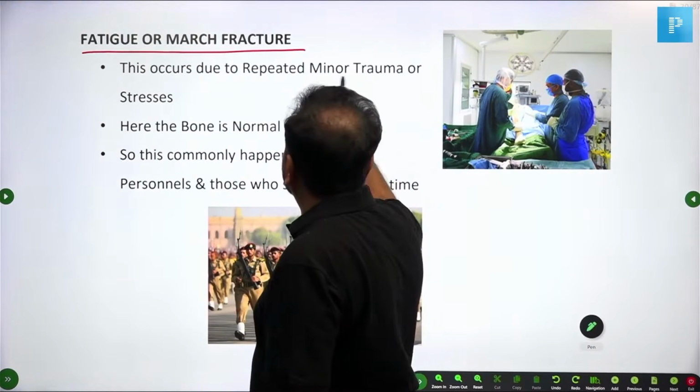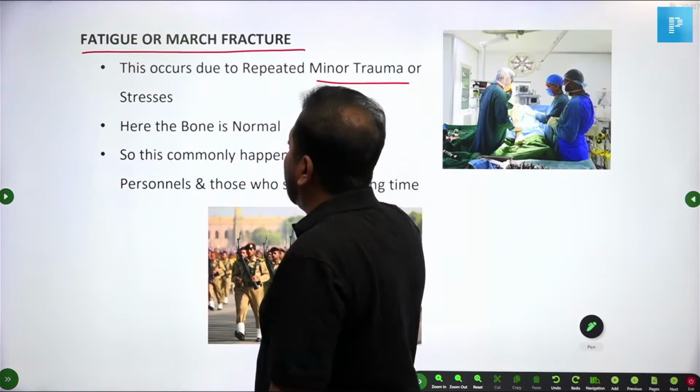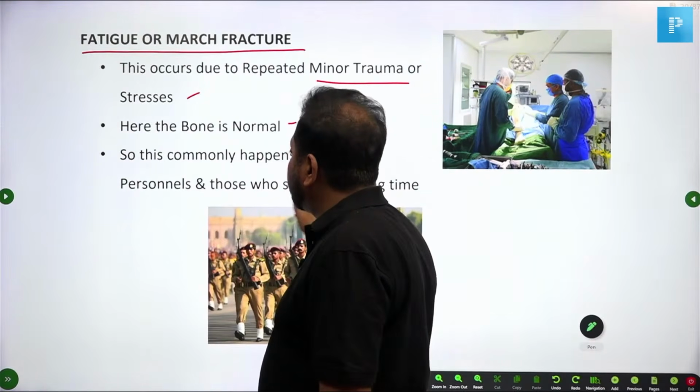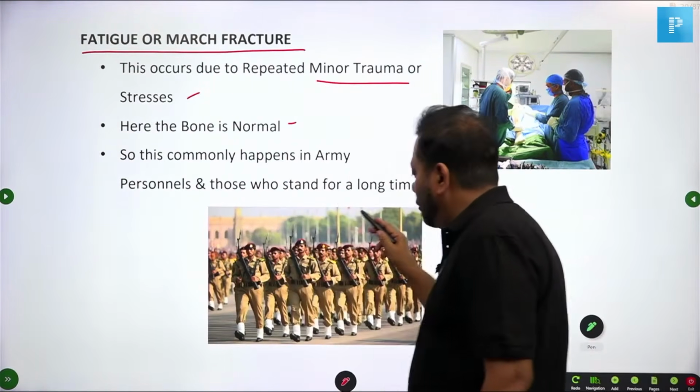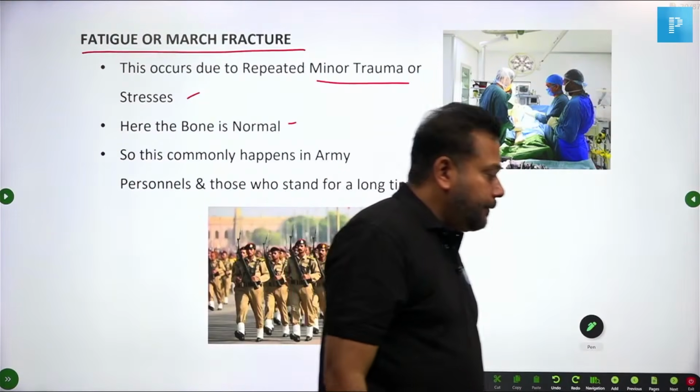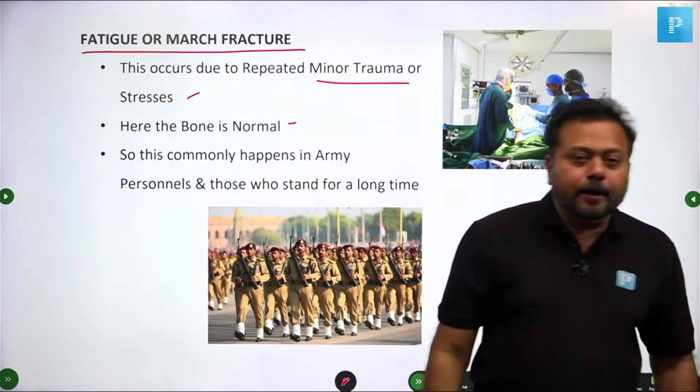This occurs due to repeated minor trauma or stresses. Here the bone is normal. So this commonly happens in army personnel and those who stand for a long time. Right. So in operation theaters, yes, rest for 14 days.